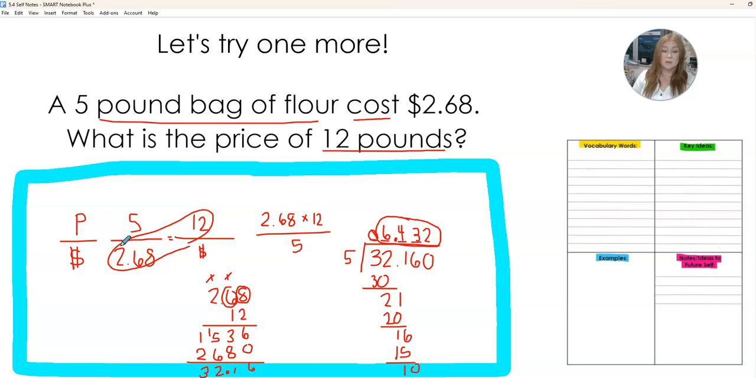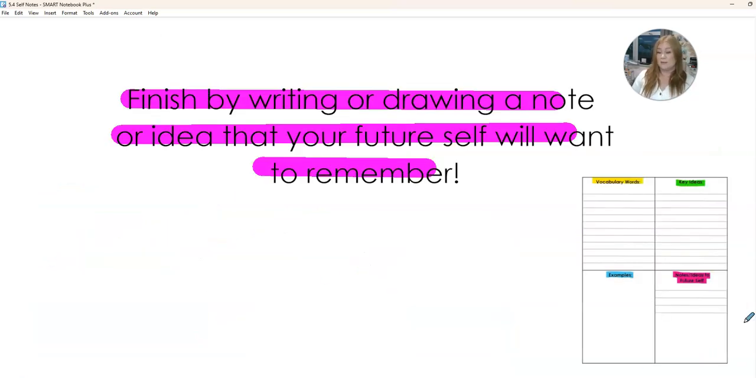So crisscross the ones we know, divide by the other one. Okay, if you have any room left, go ahead and write yourself a note of what you want to remember. It could be, right, like crisscross the ones we know, divide by the other. Would be a great thing to write down there.